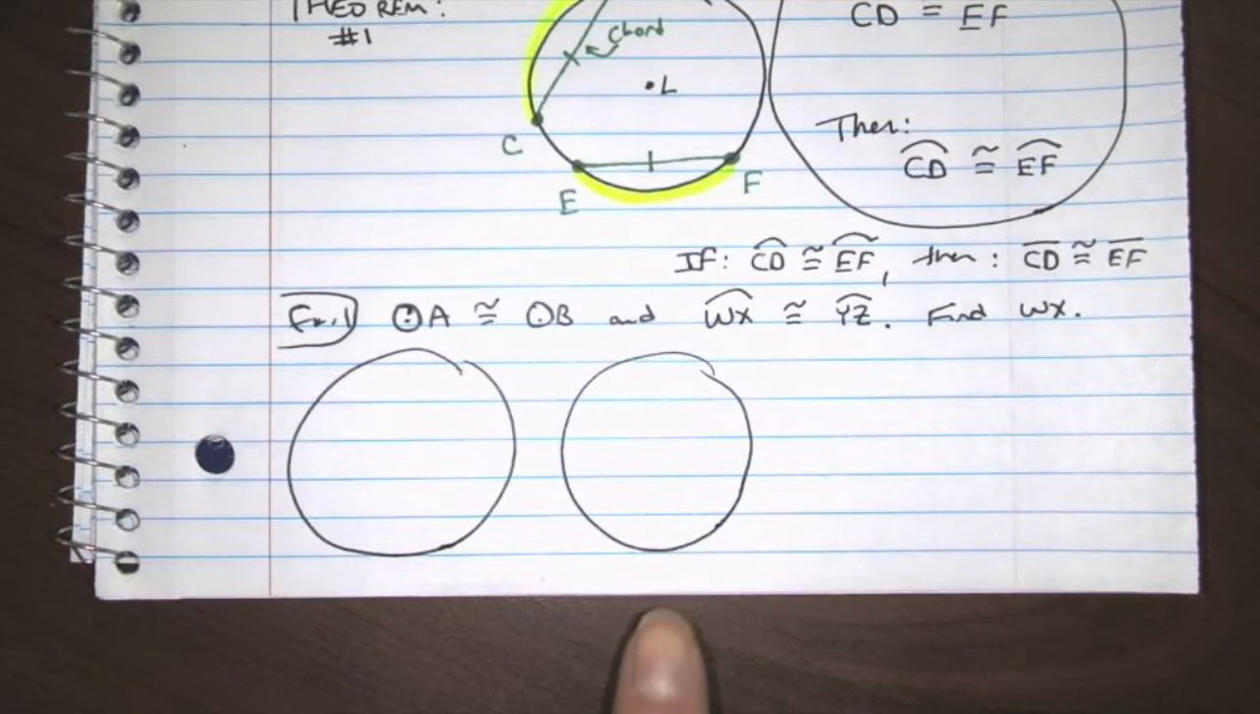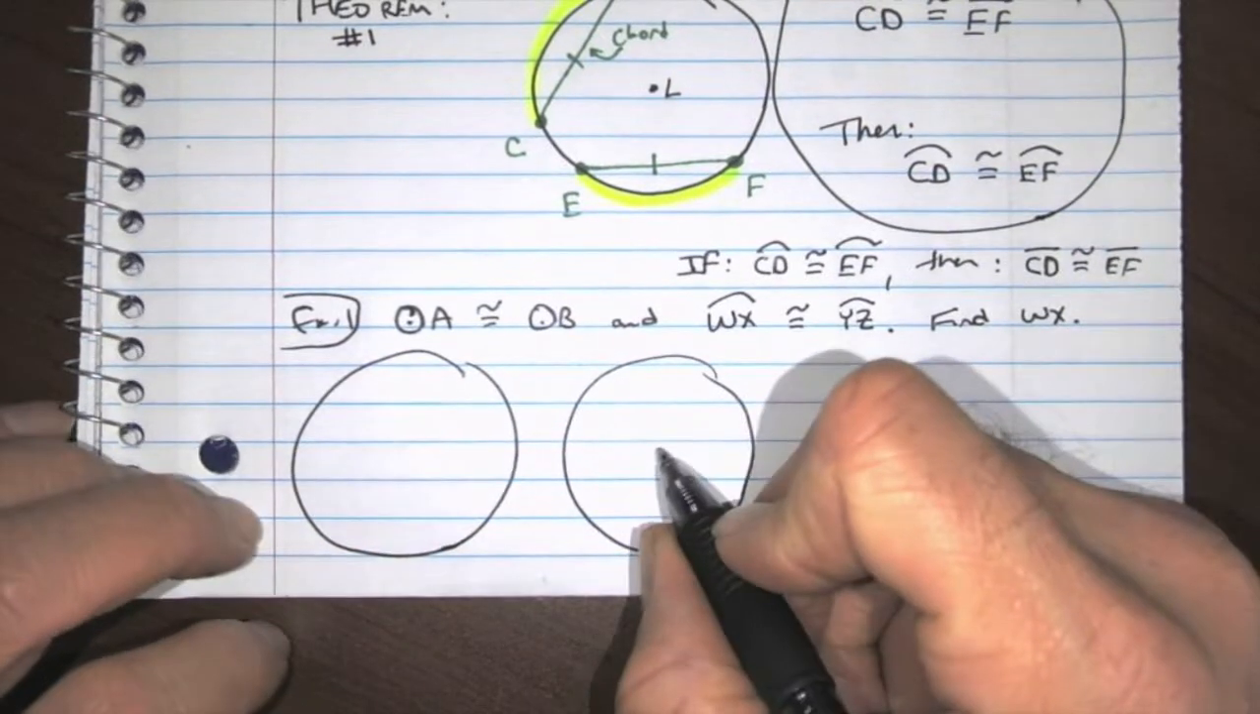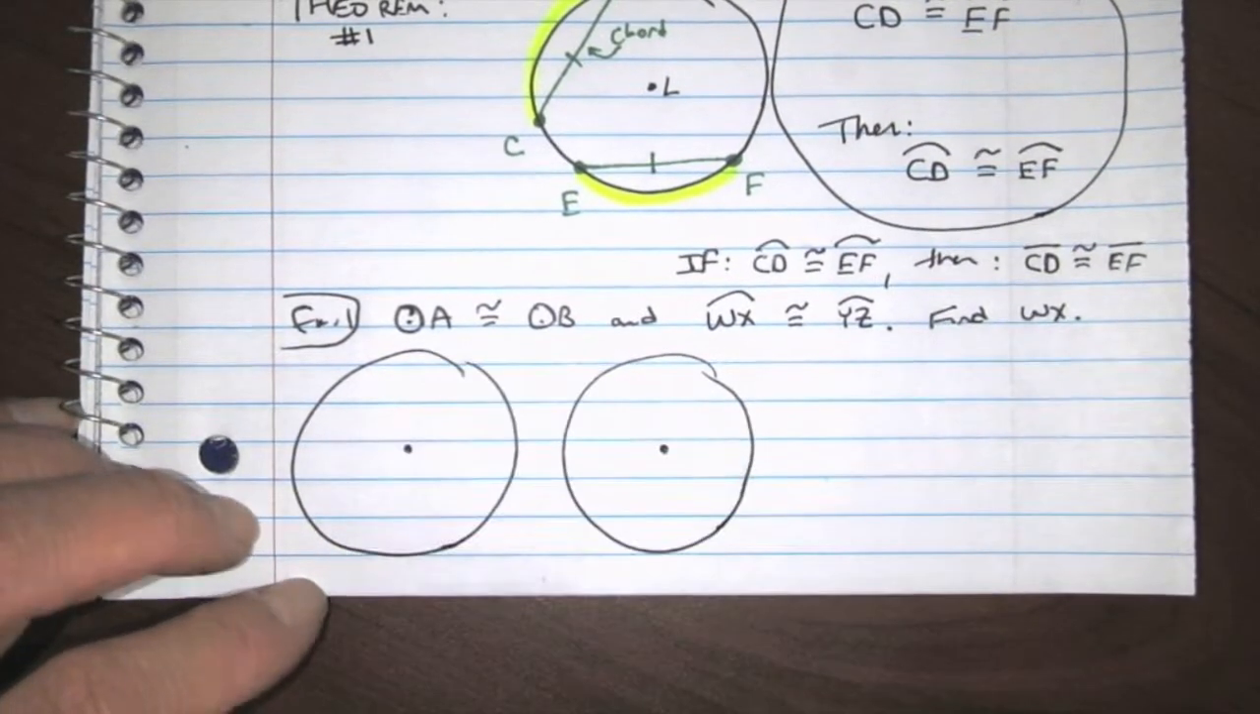Wow, that is just not a good picture. Feel free to laugh at Mr. Kosal's drawing. That's just a terrible circle. Either way, we're gonna work with it.